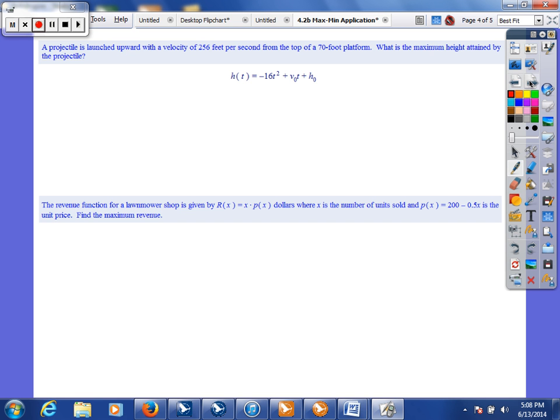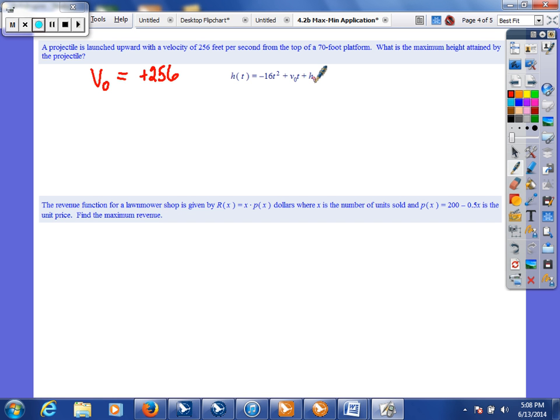A projectile is launched upward with a velocity of 256. Okay, we talked about this. First off, if it's upwards, that means it's a positive 256, and this represents your v sub o, your original velocity. We talked about this formula back in the earlier chapter 2. Remember, it's negative 1/2 g t squared. Well, g, gravity, is negative 32, or 32. And so that's where the negative 16 comes from. This is just the function for projectiles. This is gravity, this is time, this is the original velocity, this is your original height.